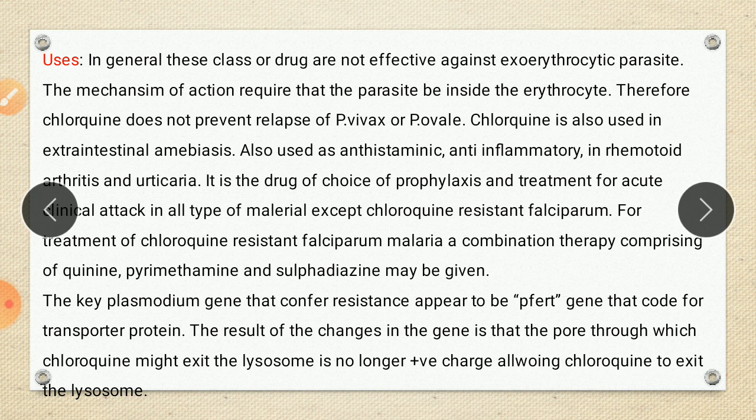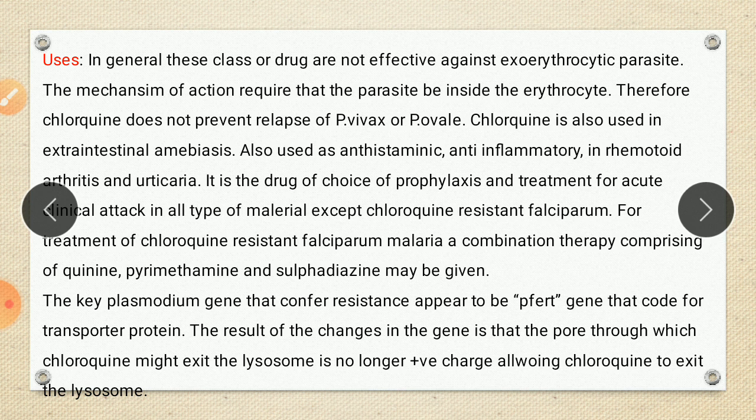Relapse means reoccurrence of the disease. Chloroquine is also used in extraintestinal amoebiasis. It is also used as an antihistamine and anti-inflammatory in rheumatoid arthritis and urticaria. It is the drug of choice for prophylaxis and treatment of acute clinical attack in all types of malaria except chloroquine-resistant falciparum. For treatment of chloroquine-resistant falciparum malaria, a combination therapy comprising quinine, pyrimethamine and sulfadiazine may be given. So when resistance develops, combination therapy is preferred.